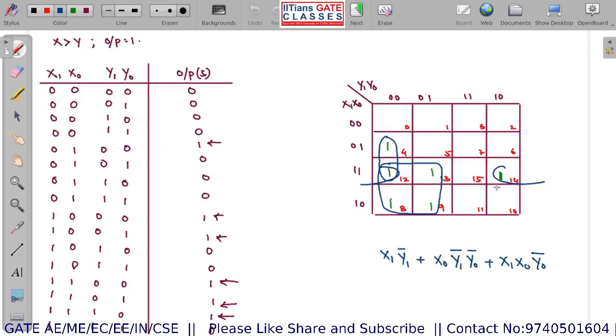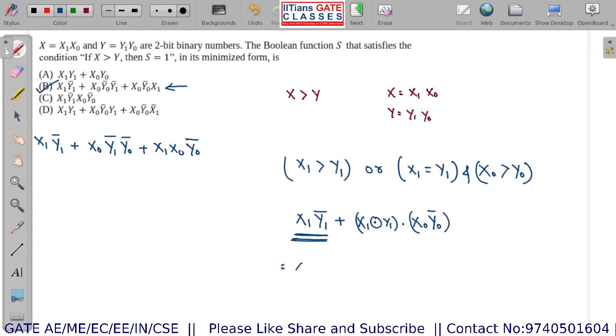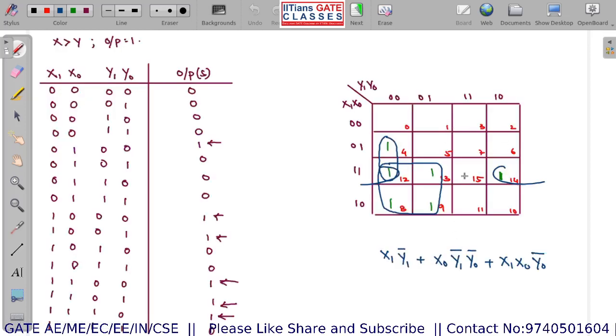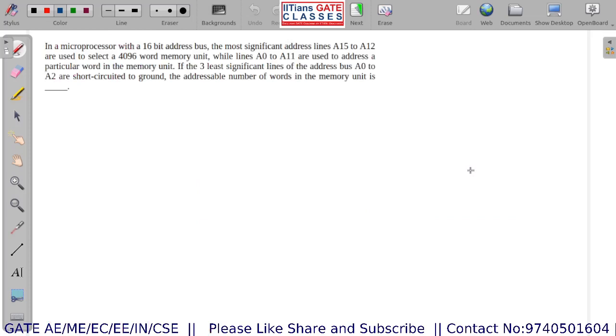But if you want the exact result, then you need to break this one, x1 y1 plus x1 XNOR y1, into x0 y0 complement. Now again you need to form the K-map and you will get the result. Very simple question. The next question is a 2-mark question. This is also a very simple question.